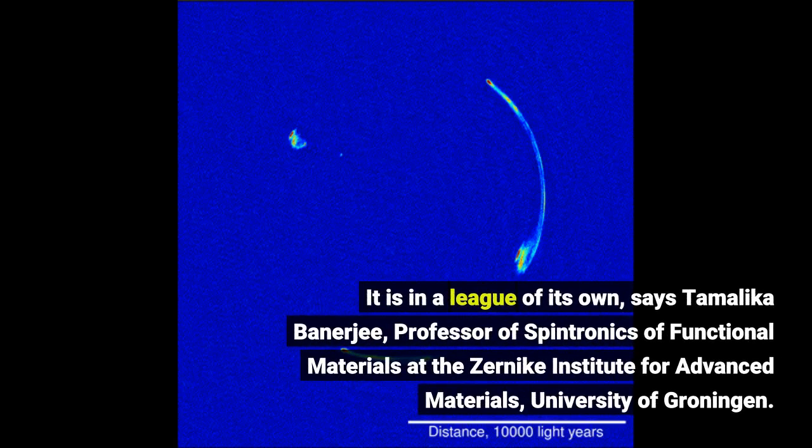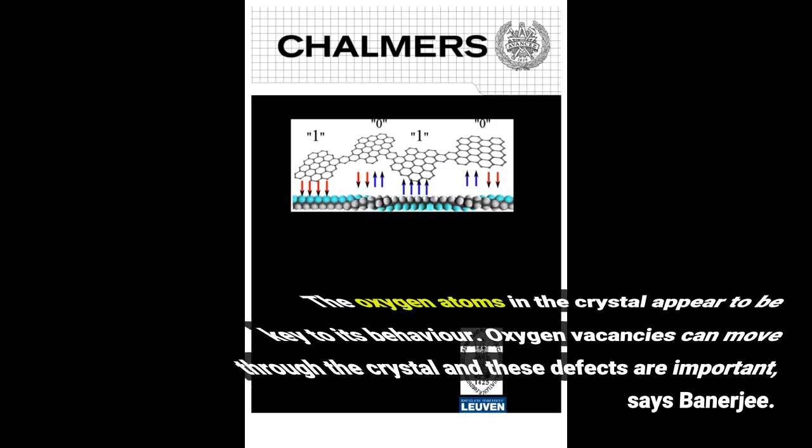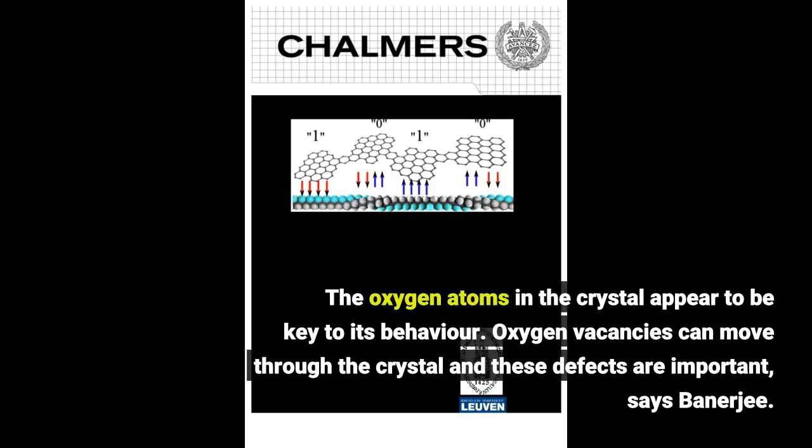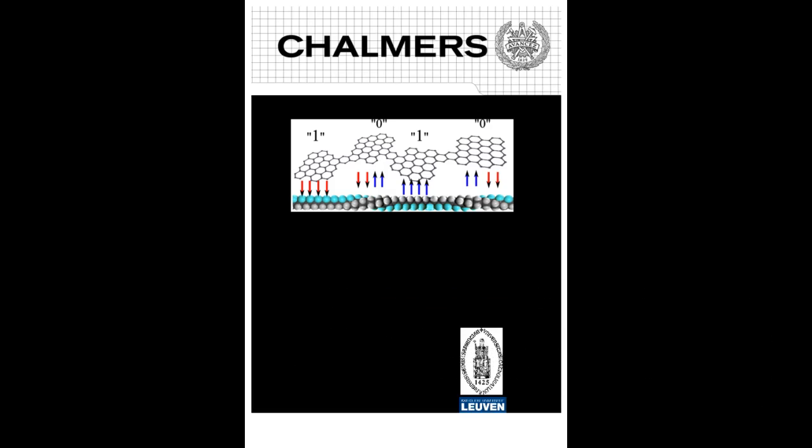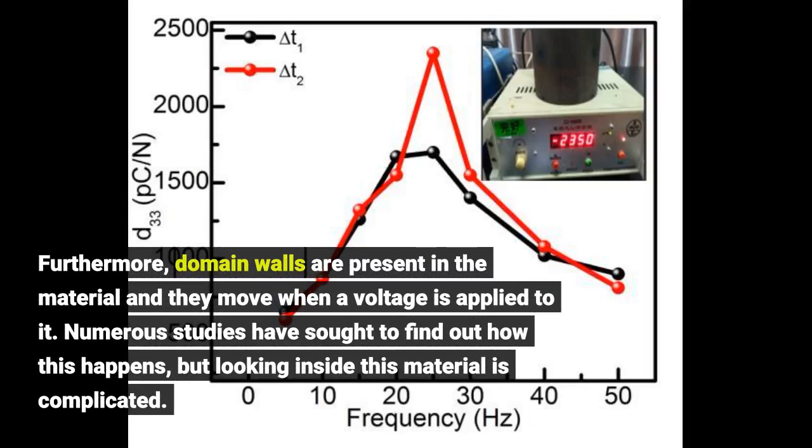It is in a league of its own, says Tamalika Banerjee, professor of Spintronics of Functional Materials at the Zernike Institute for Advanced Materials, University of Groningen. The oxygen atoms in the crystal appear to be key to its behavior. Oxygen vacancies can move through the crystal, and these defects are important, says Banerjee. Furthermore, domain walls are present in the material and they move when a voltage is applied to it. Numerous studies have sought to find out how this happens, but looking inside this material is complicated.